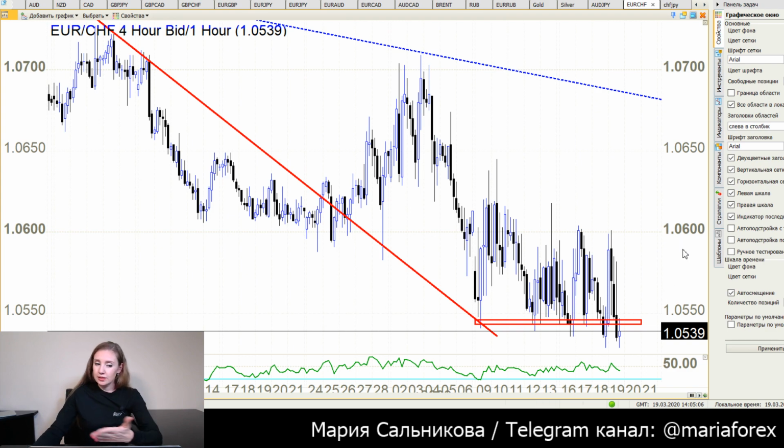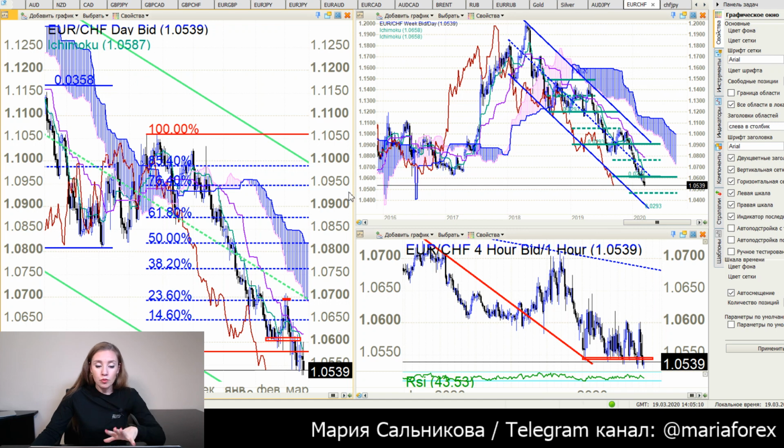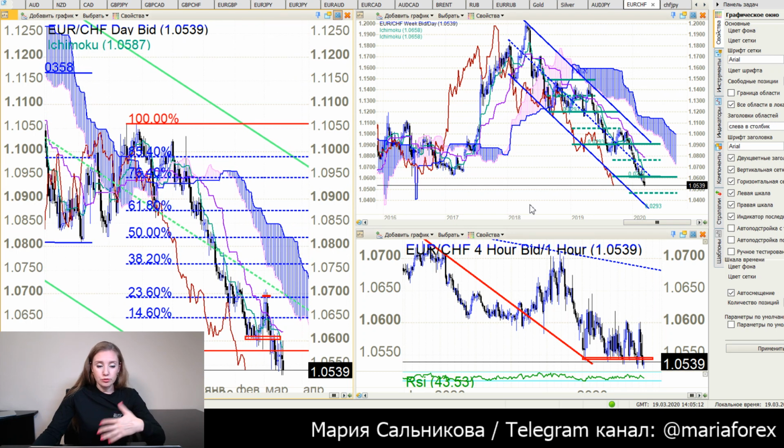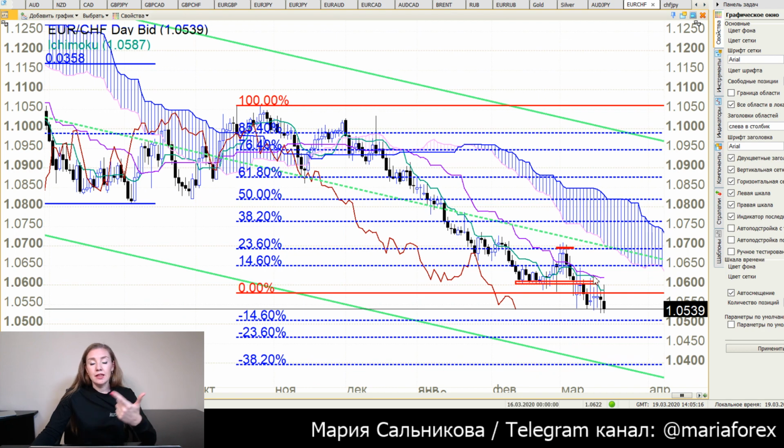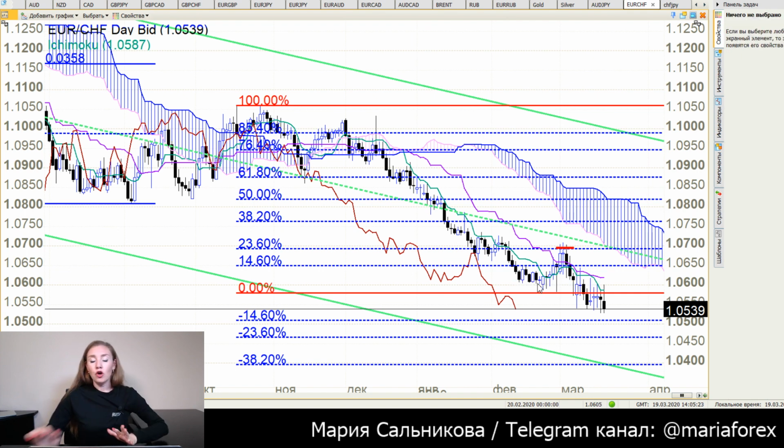I hope you use this for Euro Swiss franc, and of course, if in some moment you are not sure that you are doing a good thing and you are doing it right, remember about the tendency that we have from the history, but you should put stop loss. No matter what is our long-term idea, no matter what is our short-term idea, we have to put stop loss.